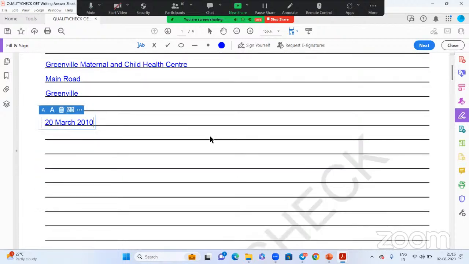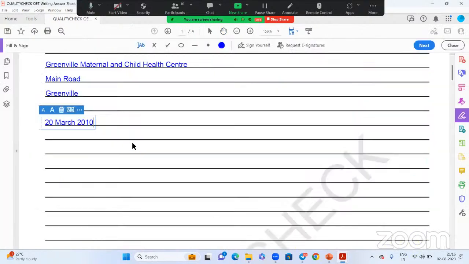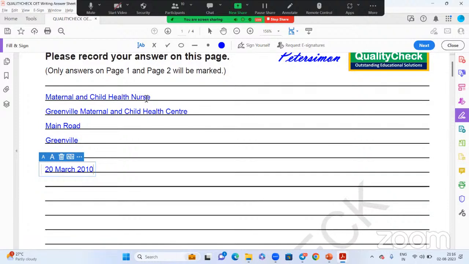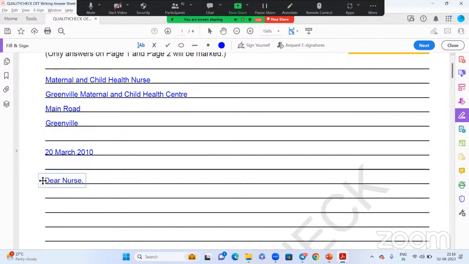Next. To whom are you writing? Maternal and child health nurse. So what you will write here? Dear nurse, comma. Always start from the first dot of the letter. First dot, start from here. So leave one line and write dear nurse.